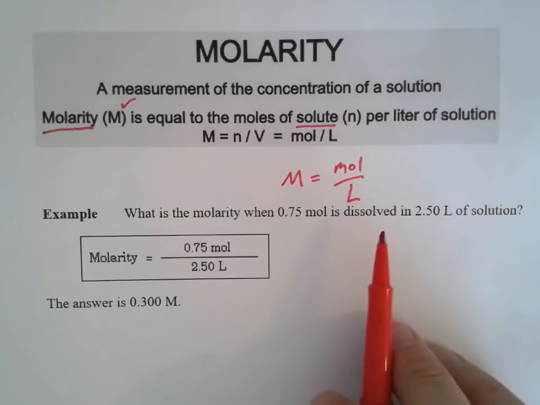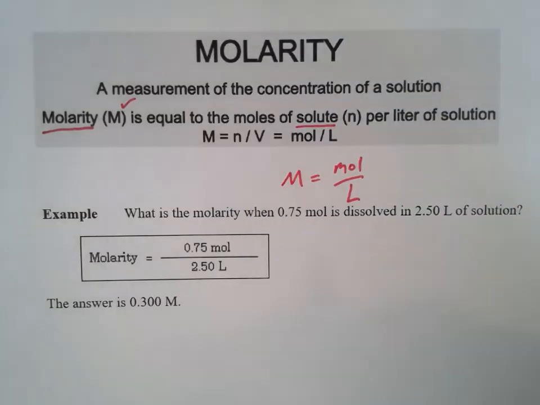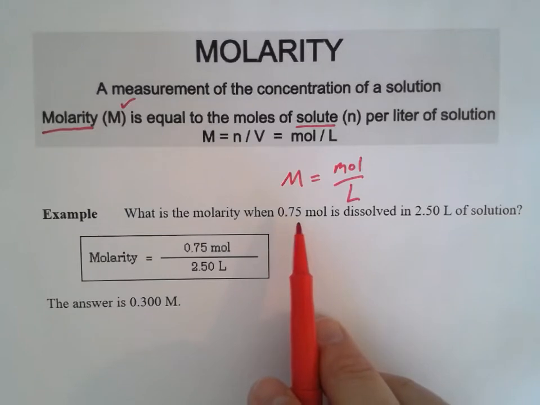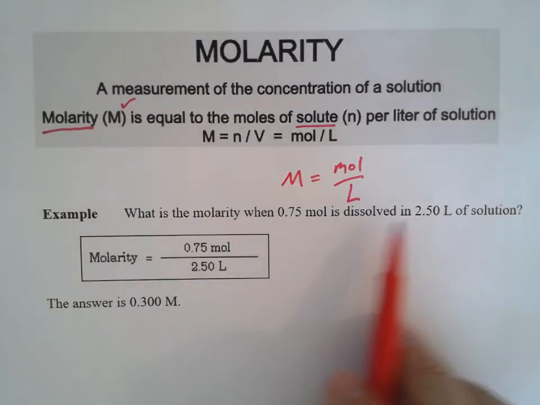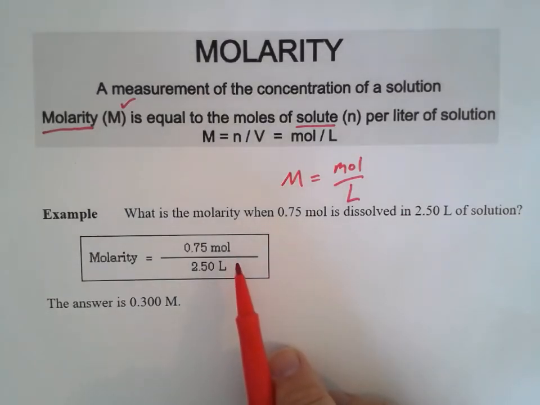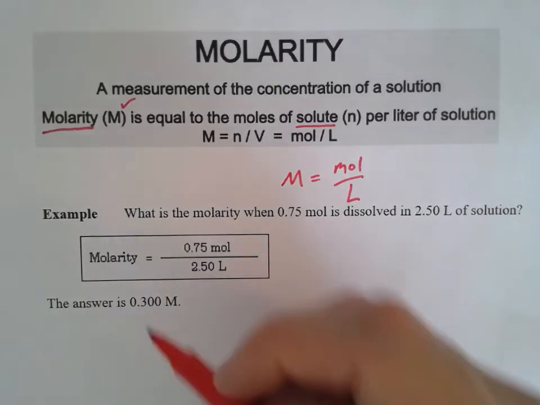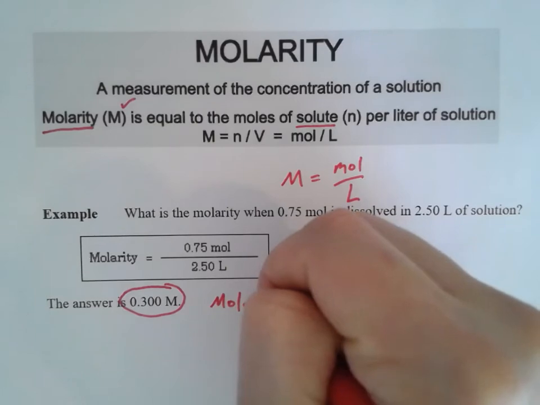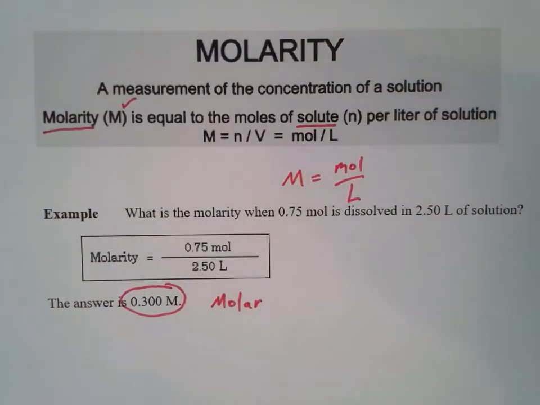This is a pretty basic problem, definitely entry level, but you can see how you calculate it. Moles will be in the numerator, and liters has to be in the denominator. They give us moles and they give us liters, so it's pretty simple. We'll just plug it into this fraction and solve for molarity. In this case, the answer is 0.300 molar. Molar is how you would say that. That's something else we'll need to talk about. You don't say 0.300 molarity.